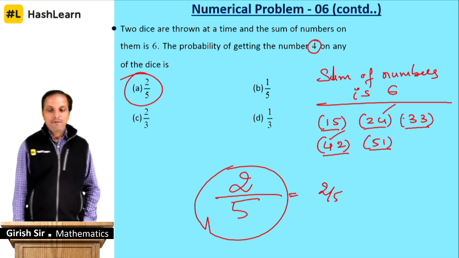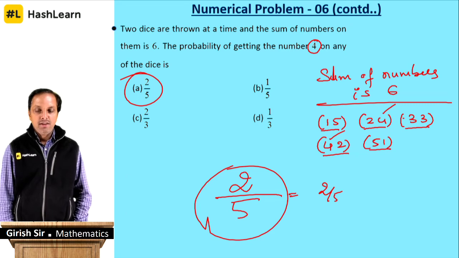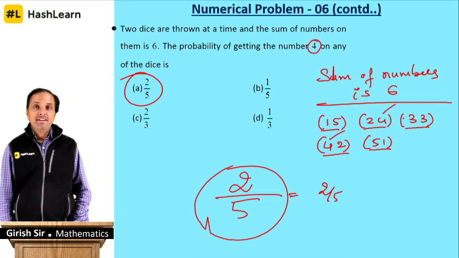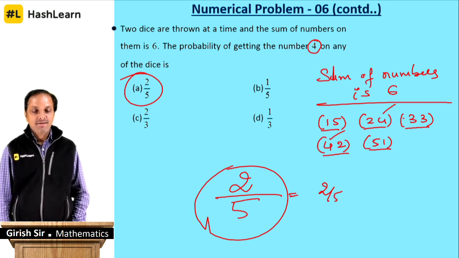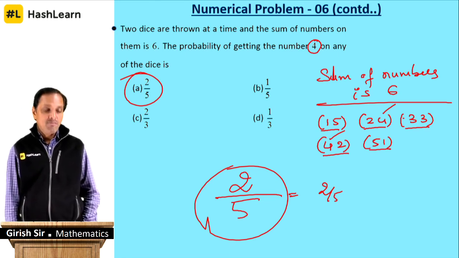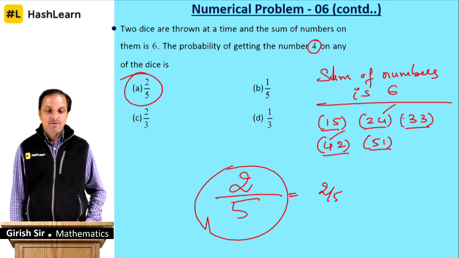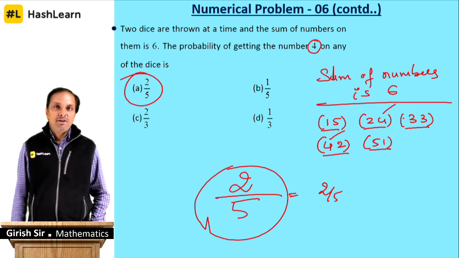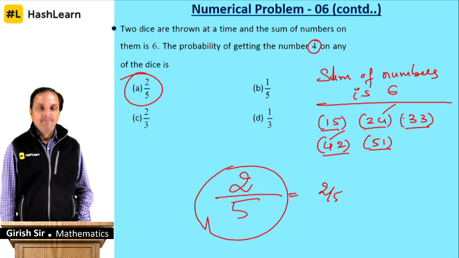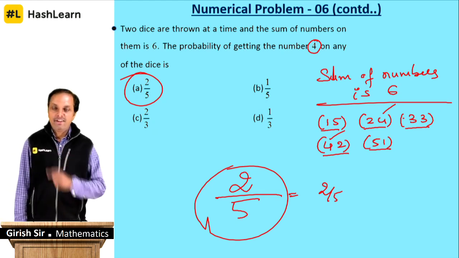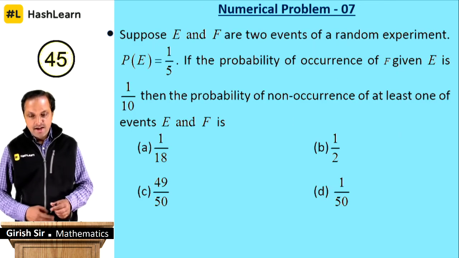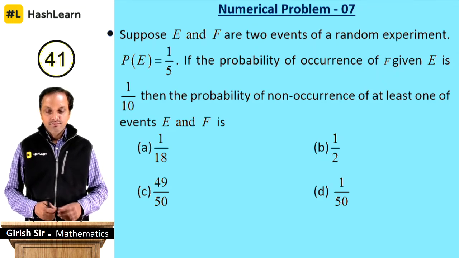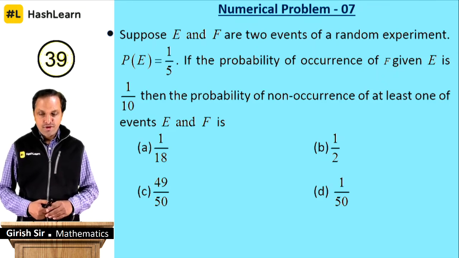Okay. So 2 out of 5 cases you will find getting any number 4 on the dice and their sum will be 6. So answer is 2 out of 5, which is reflecting in option A, and that is your answer. Hope you all followed the problem. Chalo, get ready to the next question, and your 7th one is here. Very important concept.